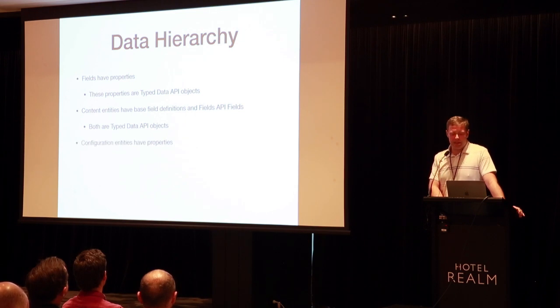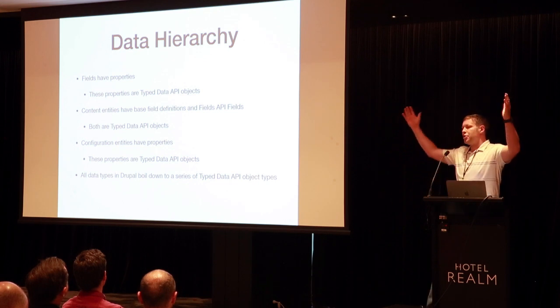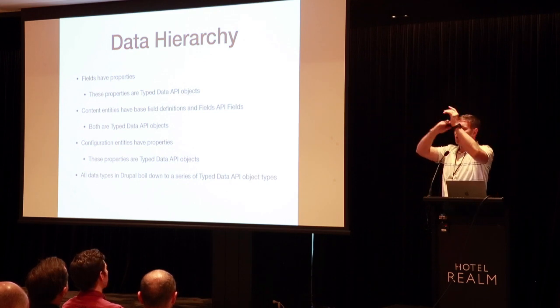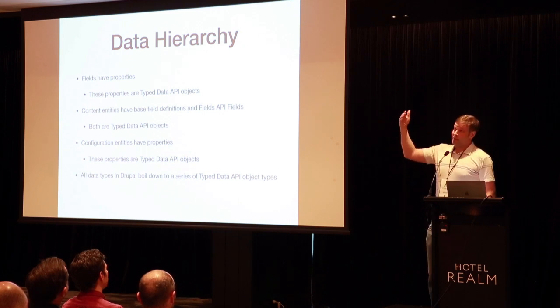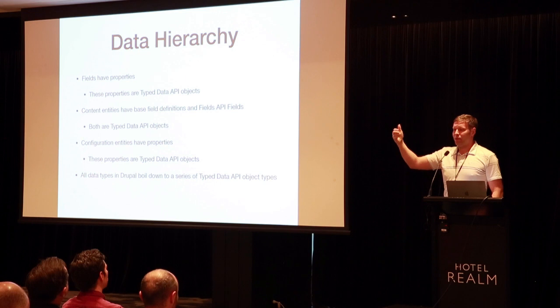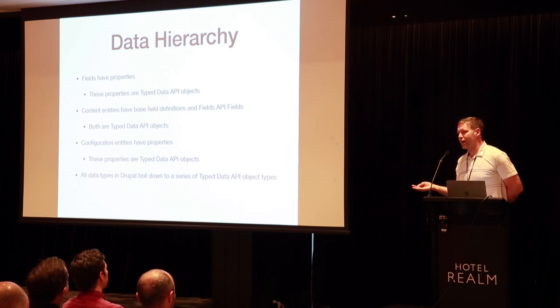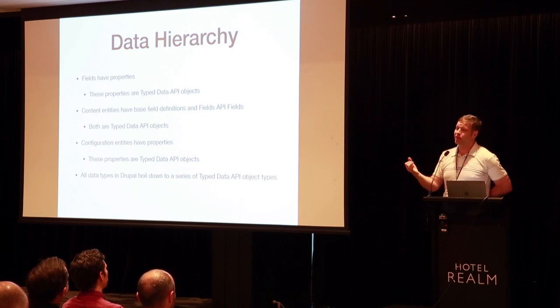Configuration entities can't take fields, but they do have properties, and these properties are also TypeData API objects. So all data types in Drupal boil down to a series of TypeData API object types. A node has a bunch of base properties, and each property is going to relate to a given TypeData API type. For example, I talked about the change time, the creation time, the author, or the title of the node. These are all base properties on the node, and they all refer to a given TypeData API object type.